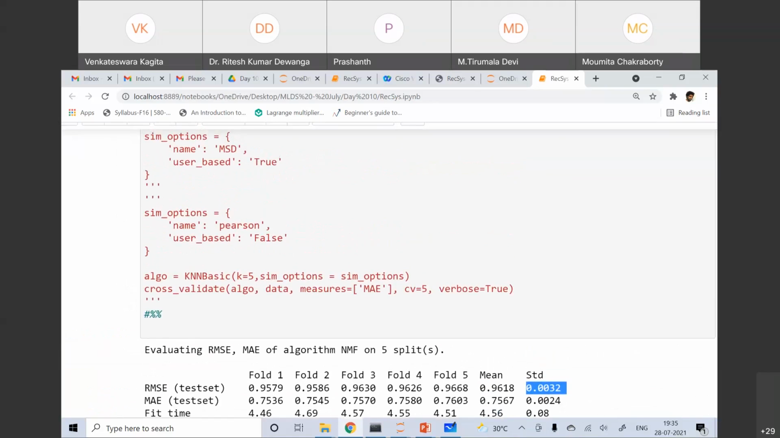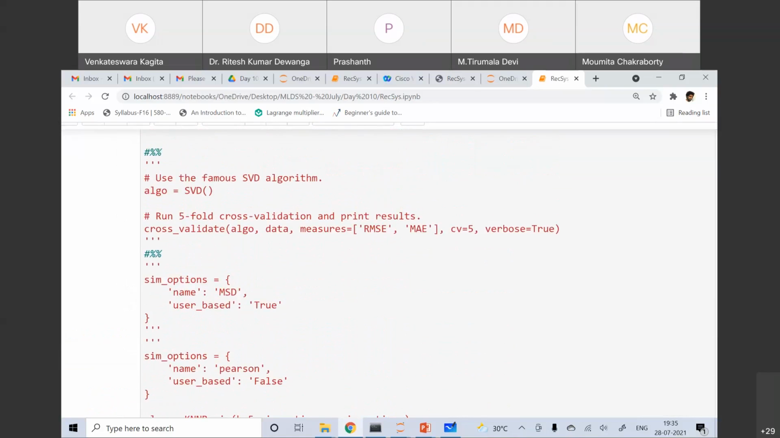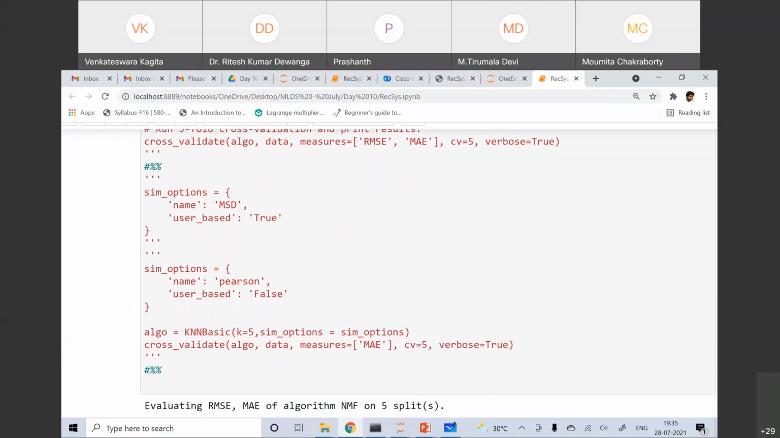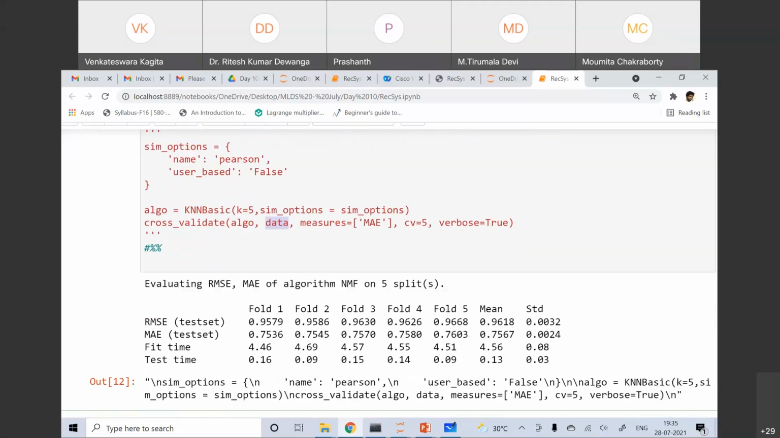Similarly, you can take another recommender system like SVD. You can take KNN basic. Whatever the recommender system that you take, you define the corresponding options and pass that algorithm to the cross validate, and data to the cross validate, and the measure to that. Okay, so is that clear? Any doubt here?